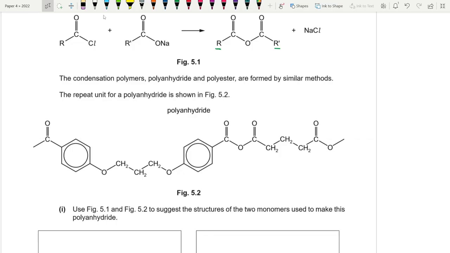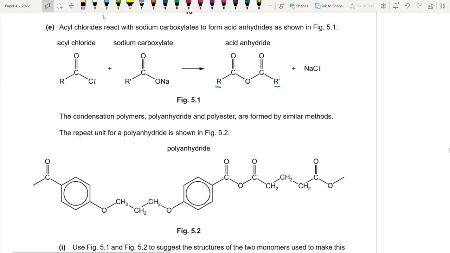polyanhydride and polyester are formed by similar methods. Okay. Interesting question. Polyanhydrides and polyesters. So we know that for ester bonds, we need alcohol and carboxylic acid, or alcohol and acyl chloride, right? So for polyanhydrides, we actually need an acyl chloride and a sodium carboxylate, essentially a sodium salt, right? So that's what we needed to figure out.